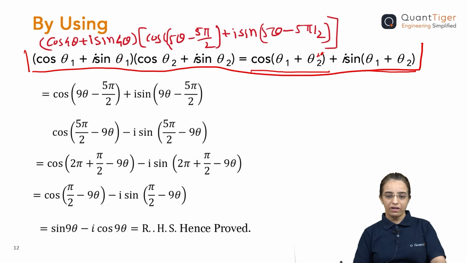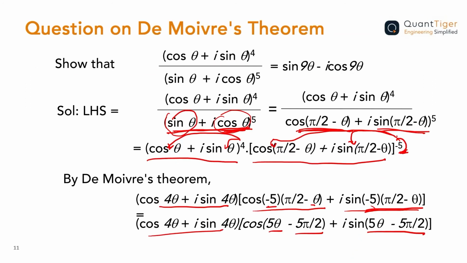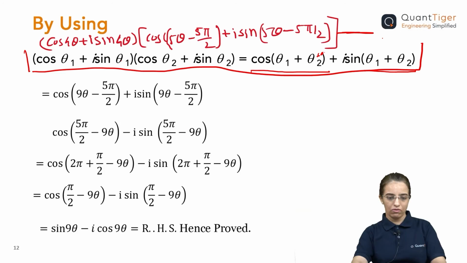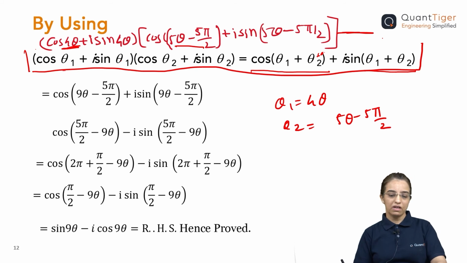So now for reference I have written this equation from the previous slide, which we got here. Very last we have received this one and we have to simplify it by using that formula. So I have written it over there also for your understanding. Here I have written this formula at the very top. So using this formula we will simplify it here. Here our theta 1 is 4 theta, and our theta 2 is 5 theta minus 5 pi by 2. This is our theta 2.